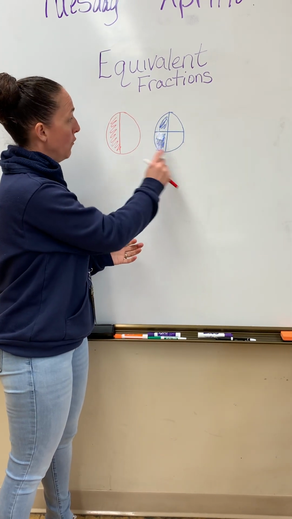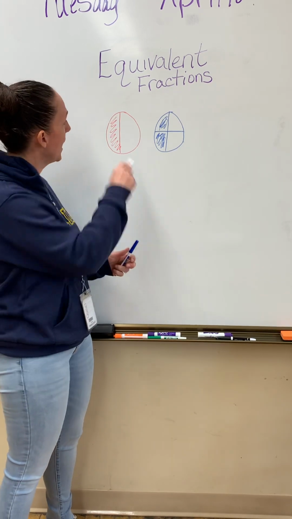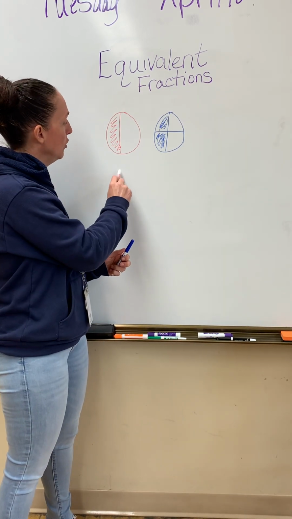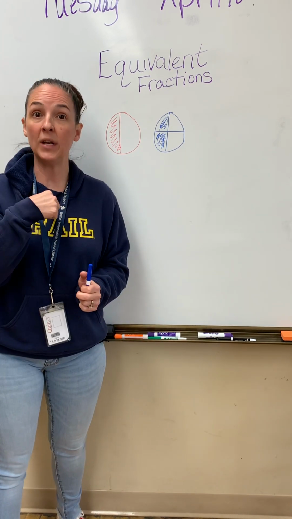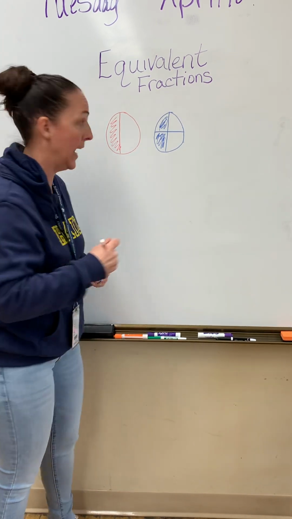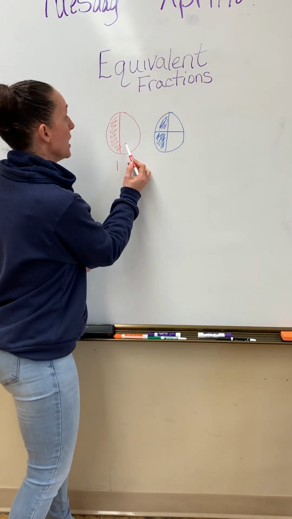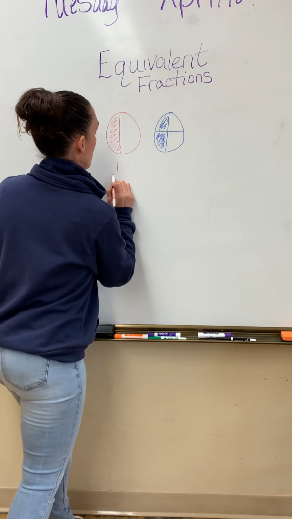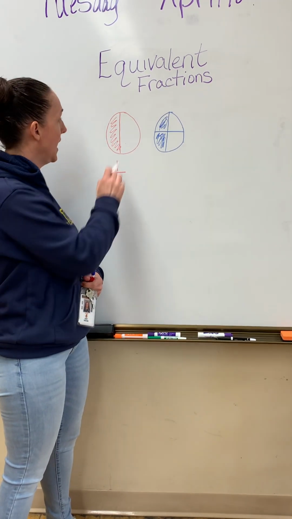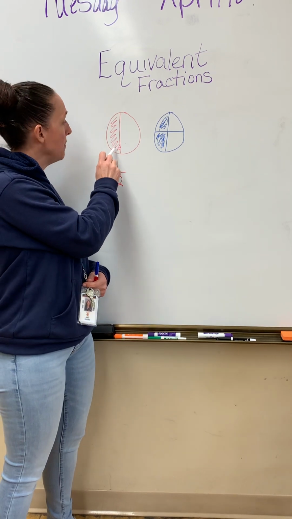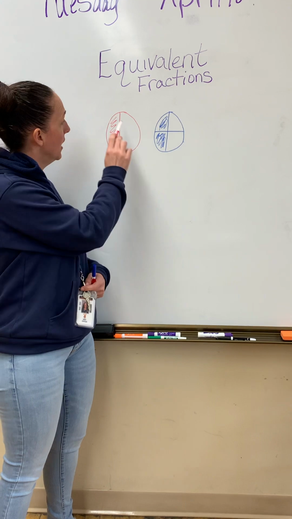1, 2, 3, 4. 1, 2. So there are 2 pieces in my whole pie. I'm going to eat 1 piece of my pie. There are 2 parts in my pie, so I'm going to put it over 2. If I eat 1 piece of my pie, I've eaten a half of the pie.